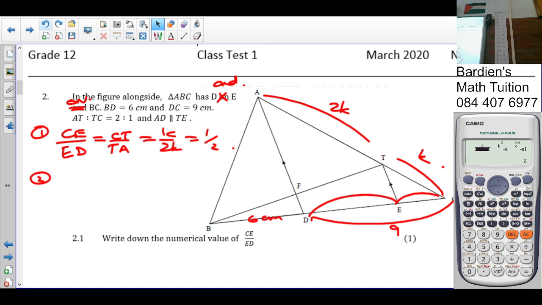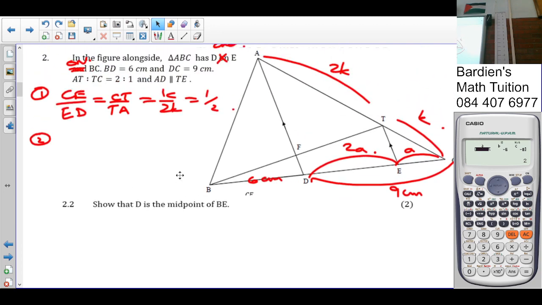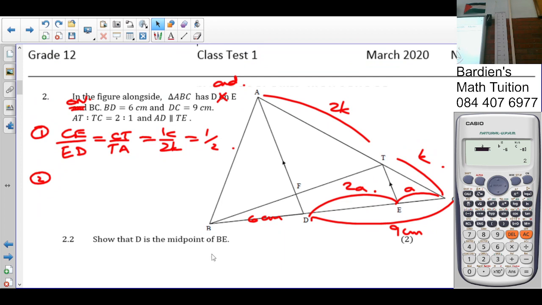Number 2. So in other words, this here will be A and 2A. That's all. And that's of course 9 centimeters. So in other words, I can actually work out what A is, not so? And that's where number 2 comes into play. The question says, show that D is the midpoint of EB.